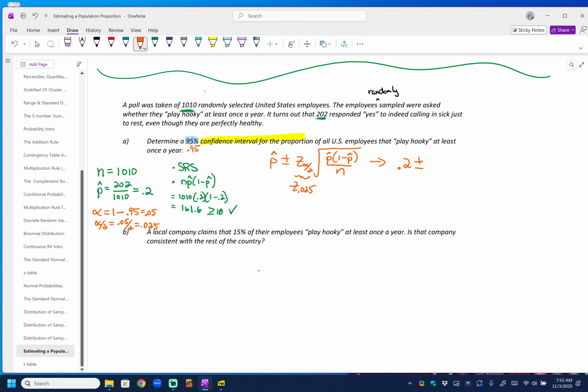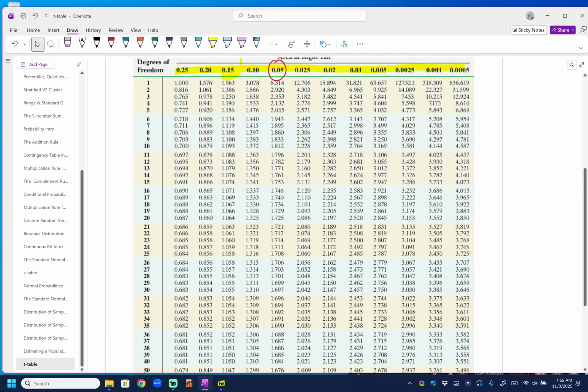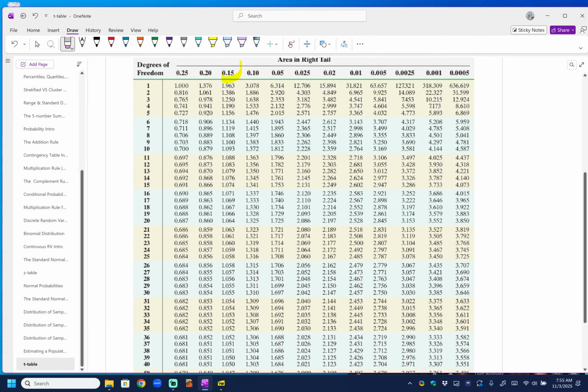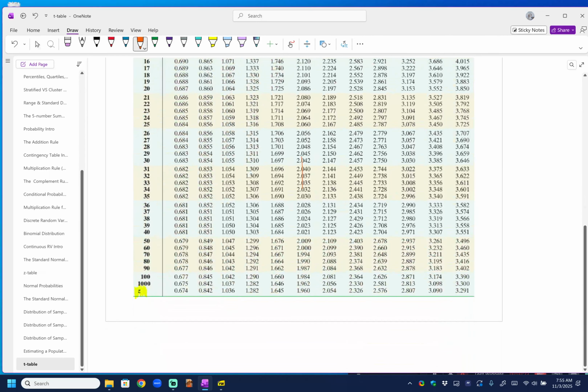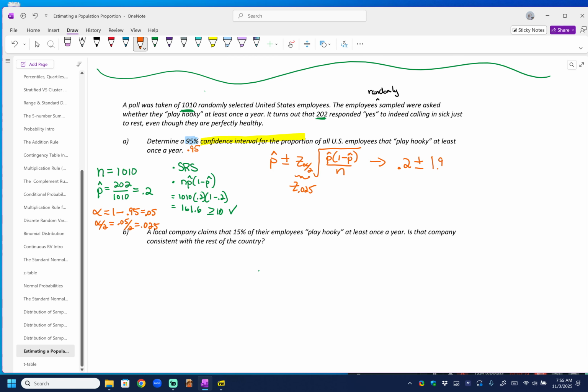So let me just get rid of this old stuff, right? So we always go to the upper tail area, which is 0.025. That's going to be right here. So then we go down this middle column here, and so we get 1.960 as the value we need for our critical value. We then multiply by the square root of 0.2 times 1 minus 0.2 over our 1010.